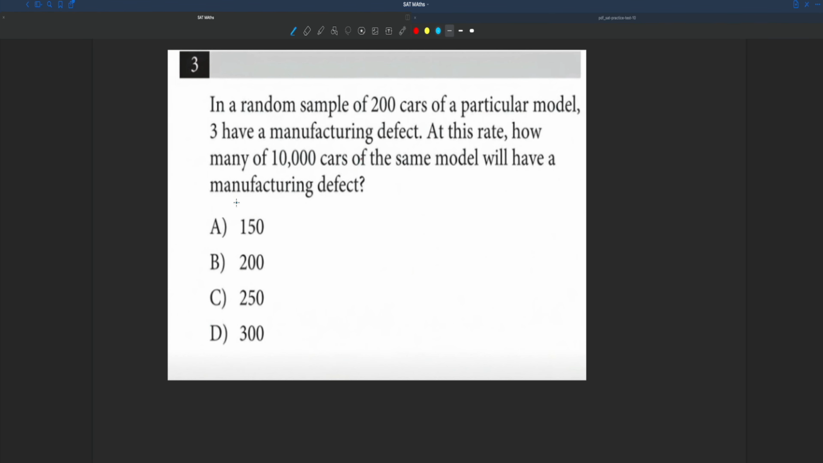Alright, so let's put this question into its proportions first. Let's put cars in the numerator and the defects in the denominator. So basically 200 cars will get us 3 defects, so it's 200 over 3. And the next one is 10,000 over x. And we're calculating for x, which is how many of the 10,000 cars will have a manufacturing defect.